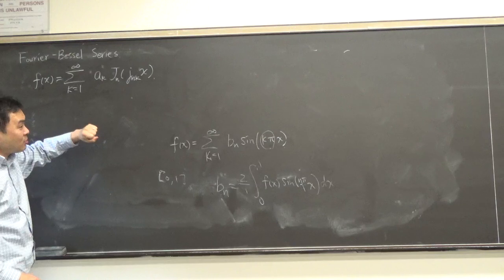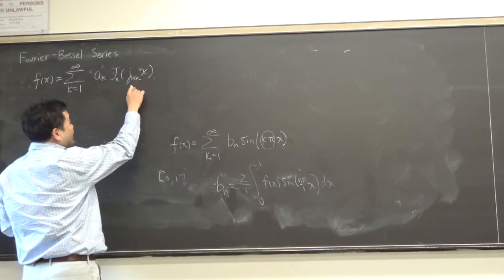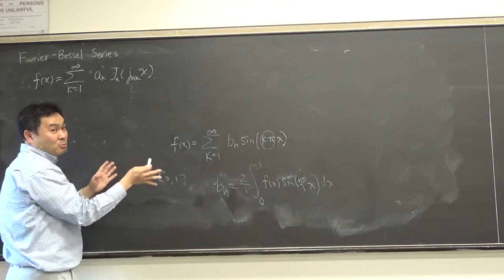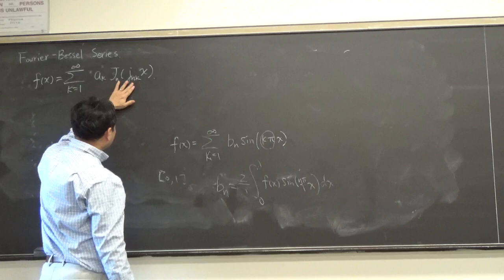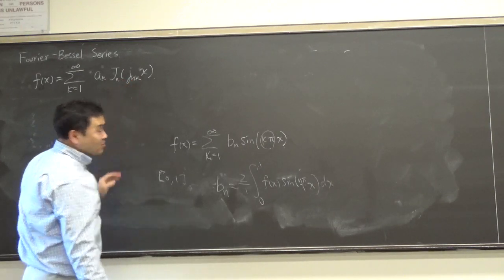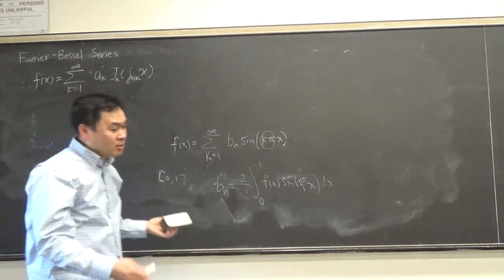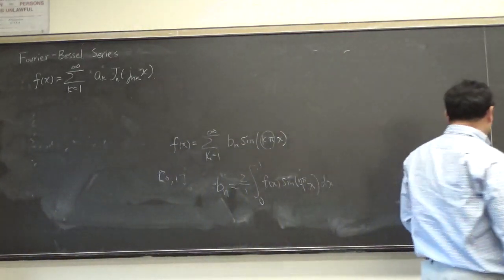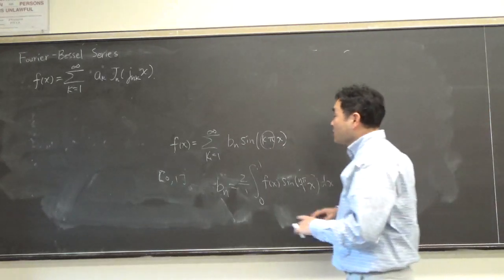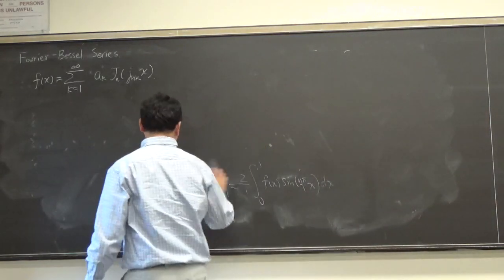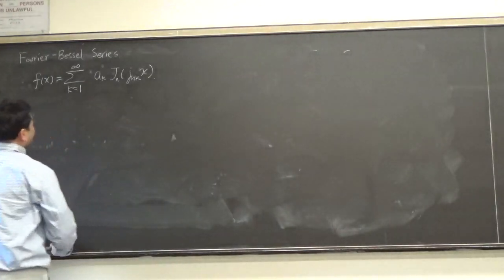And of course, if you want something that works from 0 to L, then you have to divide this by L, and the formula will change. But for simplicity, let's just take L to be 1 and then proceed with the calculation. It's not too hard to figure out what to do if L is not 1. Okay, all right. So that series is called the Fourier-Bessel series.